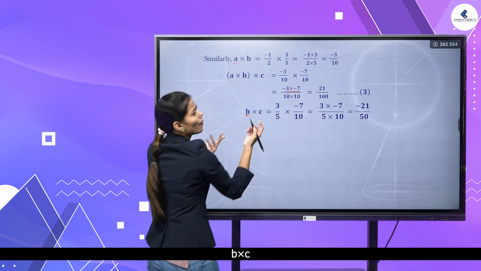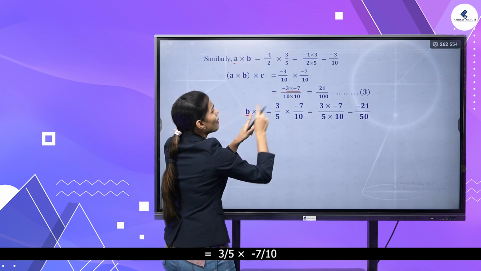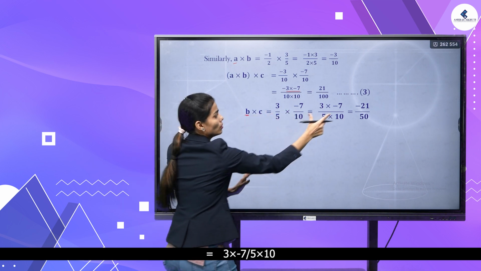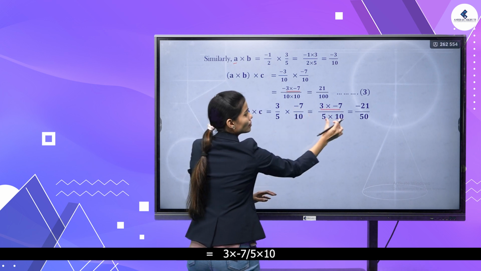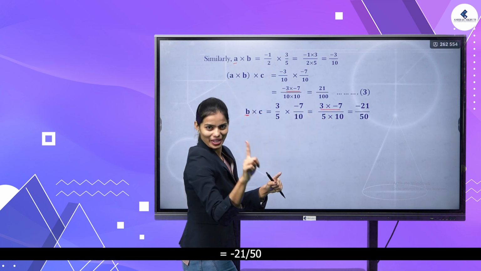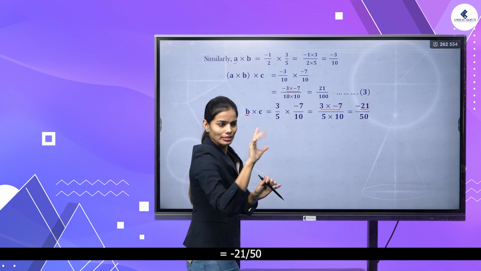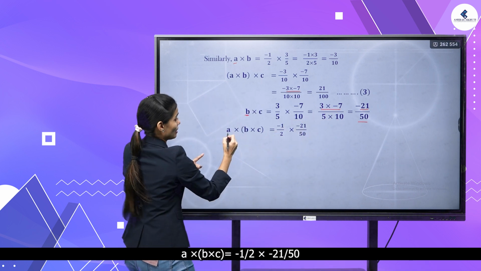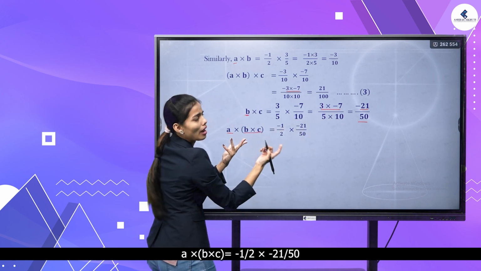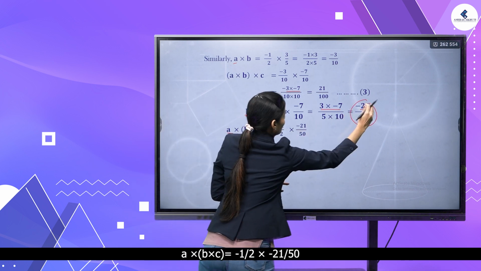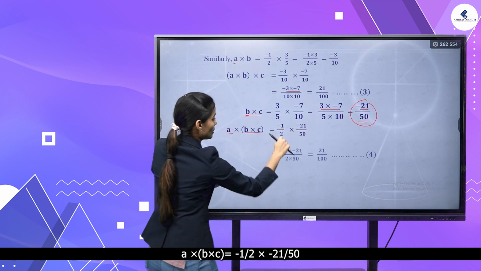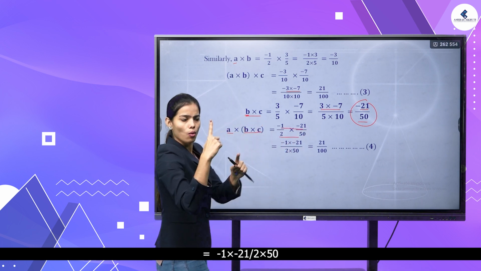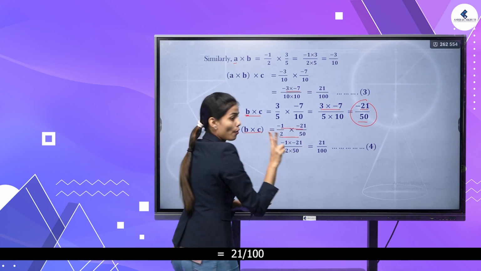b into c is equal to 3 by 5 into minus 7 by 10 is equal to 3 into minus 7 by 5 into 10 is equal to minus 21 by 50. a × (b × c) is equal to minus 1 by 2 into minus 21 by 50 is equal to minus 1 into minus 21 by 2 into 50 is equal to 21 by 100.